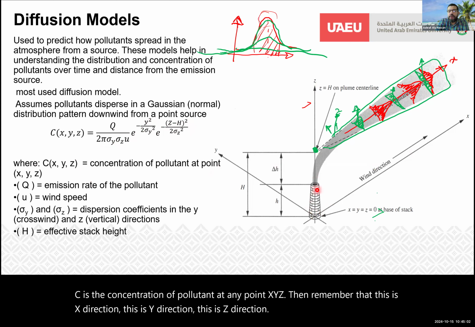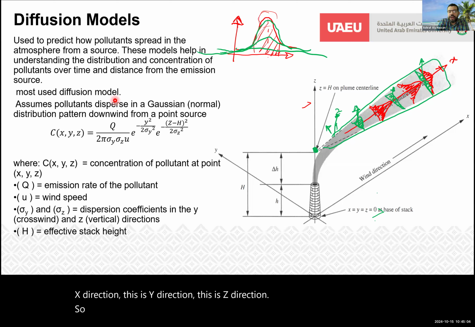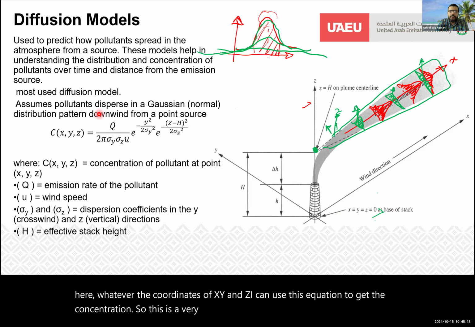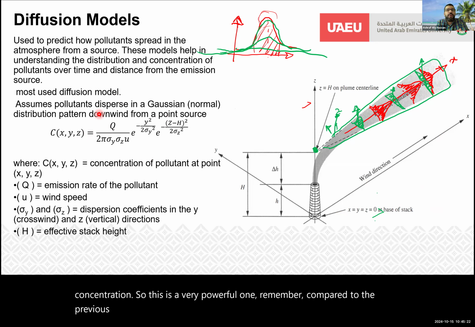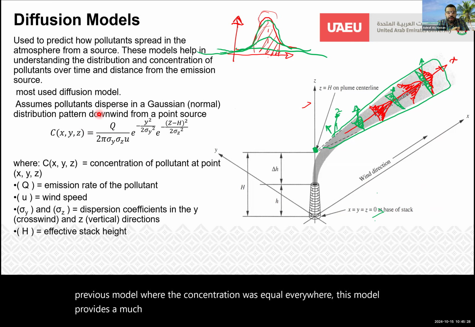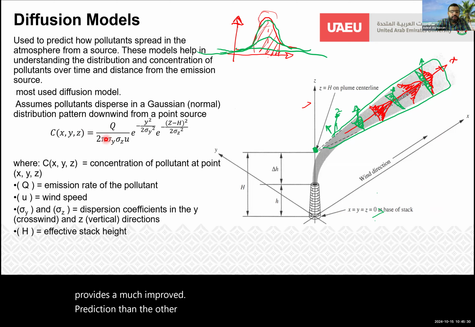So now I can use this equation to tell me what's the concentration here, here, here, or even here. Whatever the coordinates y and z, I can use this equation to get the concentration. So this is a very powerful one. Remember, compared to the previous model where the concentration was equal everywhere, this model provides a much improved prediction than the other.